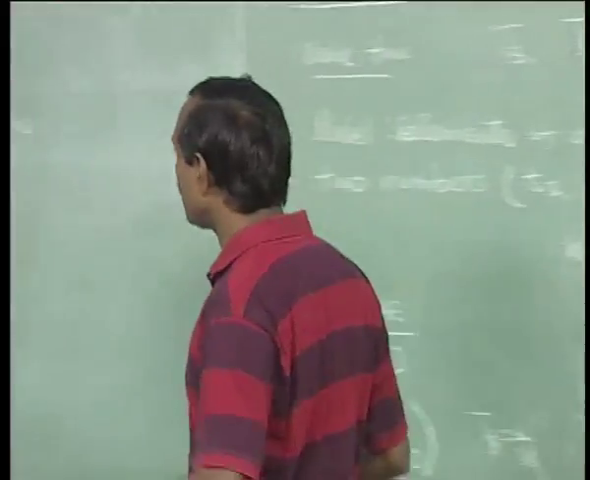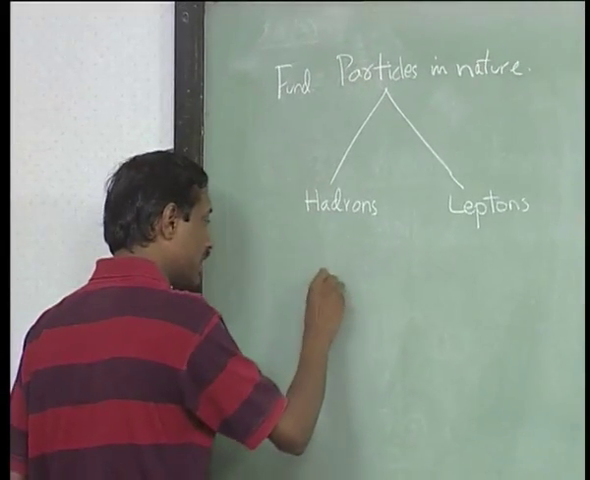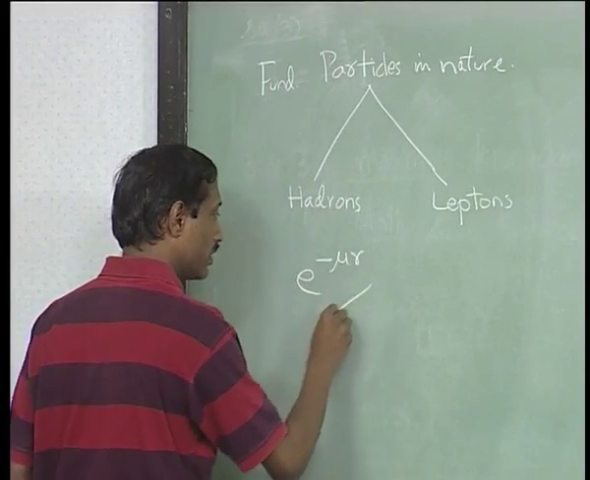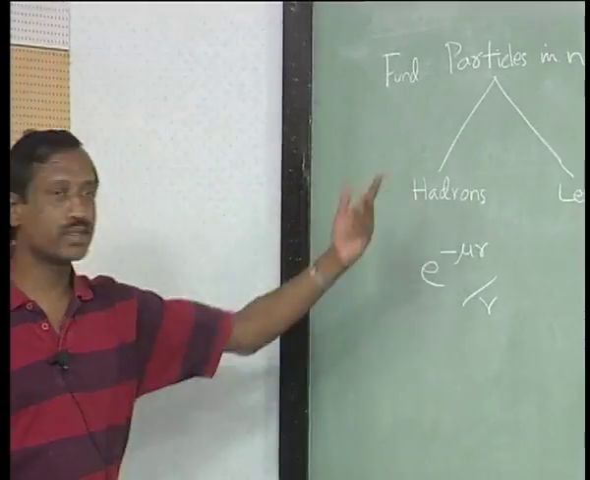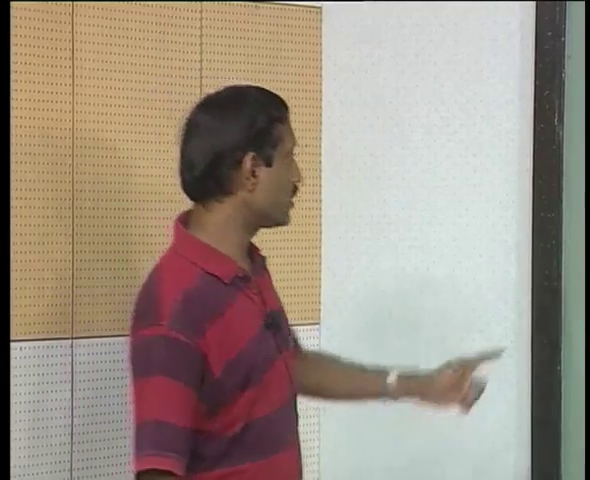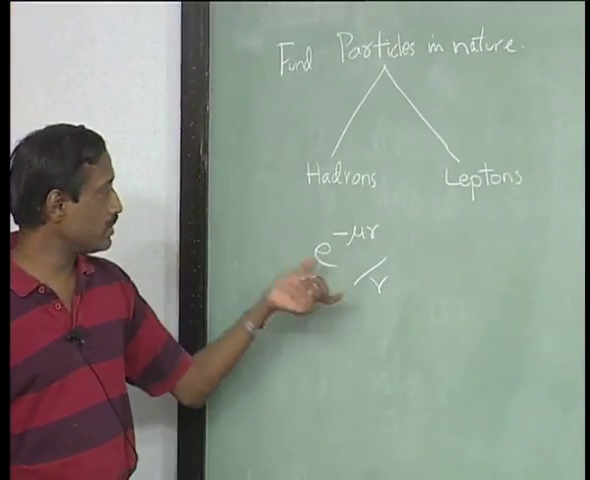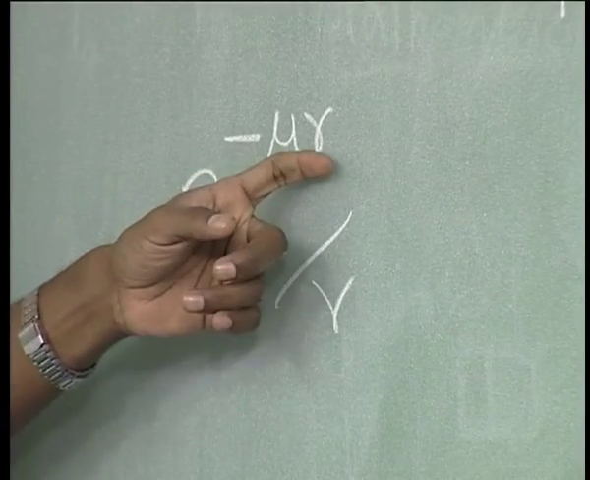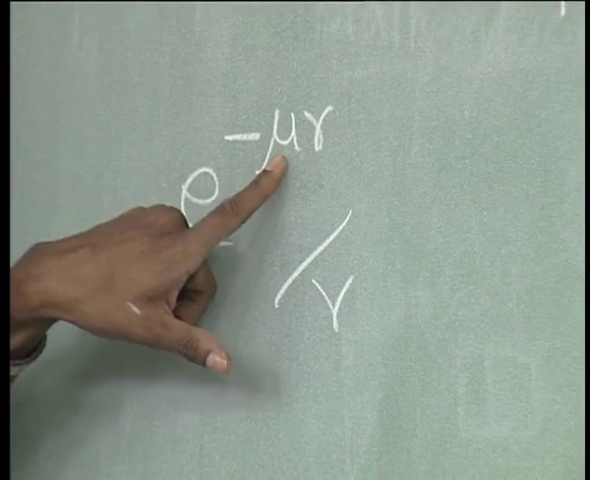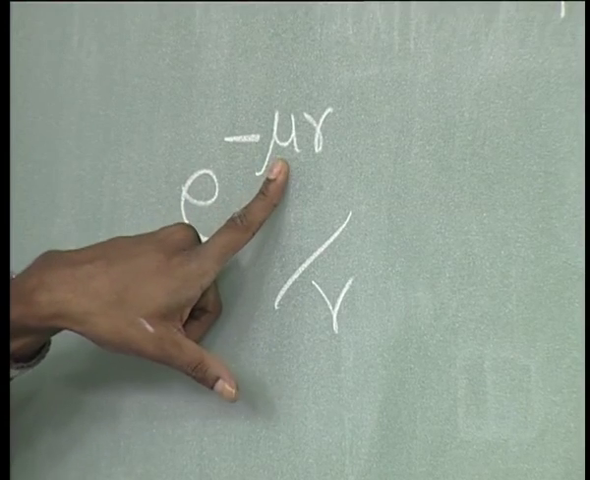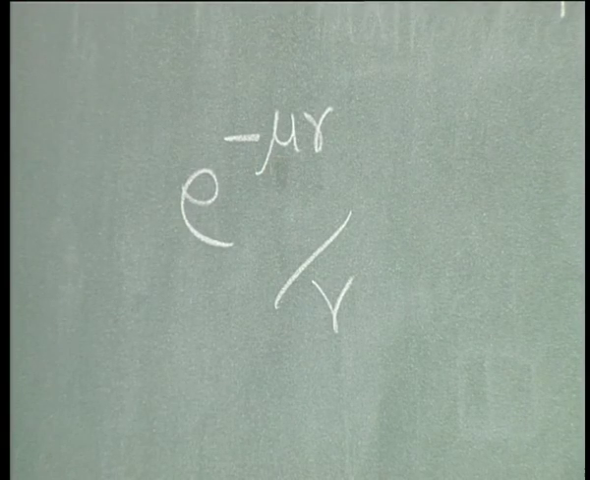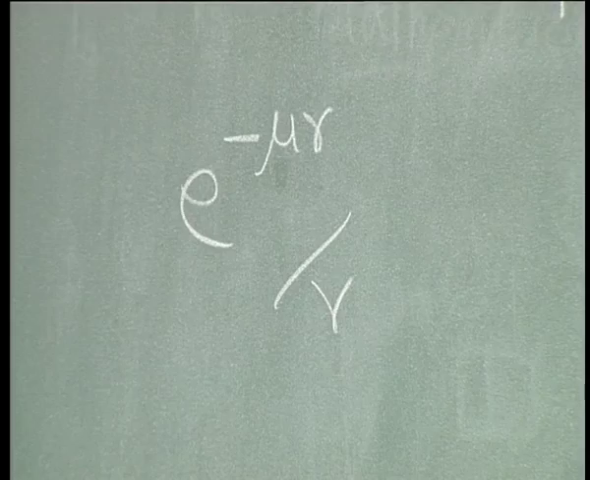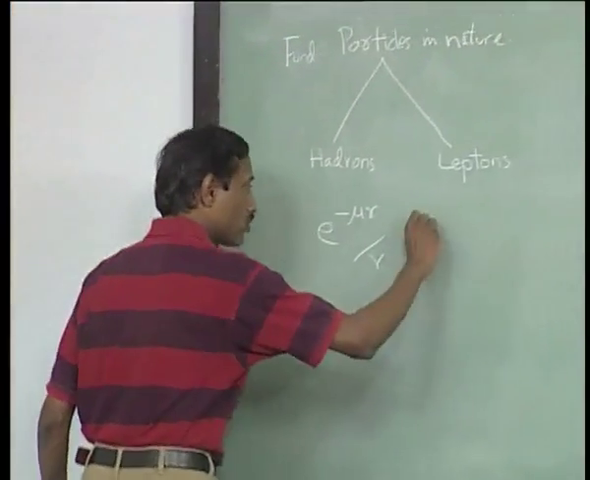A beautiful model for that is to think of the potential going as e to the power minus mu r upon r, where mu is some mass. You can see this force will die off exponentially fast. I have used mu here because in natural units mu is like a mass, or 1 over mu is like a length scale. So at length scales greater than 1 upon mu this force will die down. This is called the Yukawa potential.